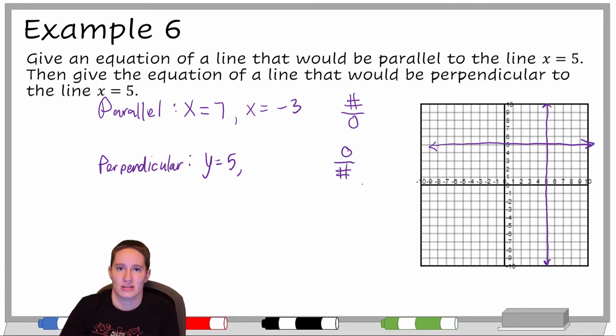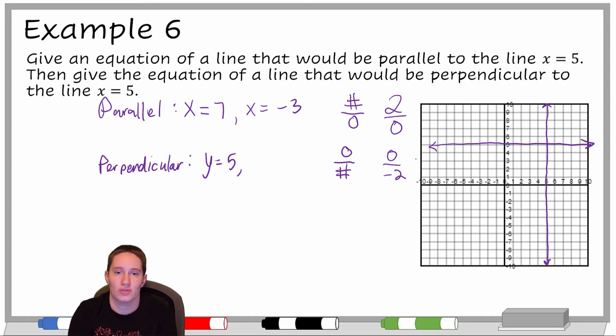And check this out, those are in fact reciprocals of each other. As far as them being opposite of each other, we could make them be opposite of each other, depending on what I pick for my number on top up here. Like if I choose for this to be 2 over 0, I can choose for this one to be 0 over -2. So it does work out, just like whenever we were doing normal slopes with normal numbers and fractions.